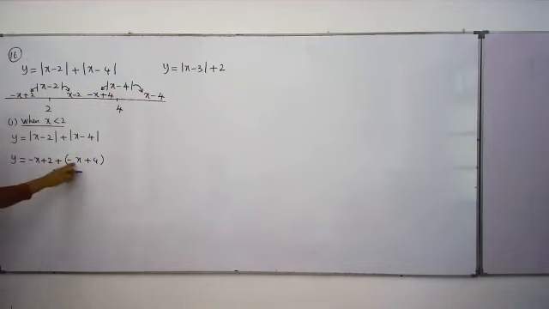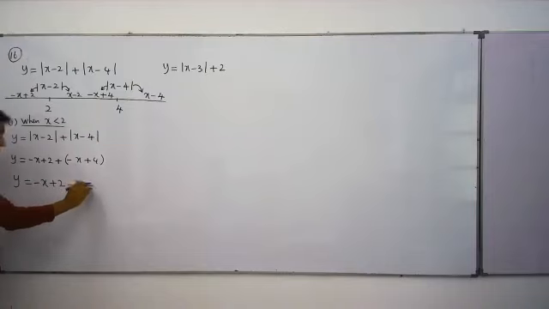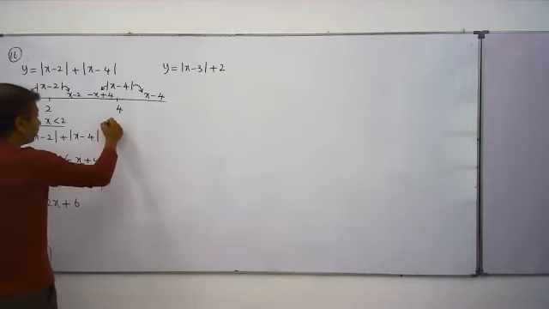Plus and minus make minus. So x plus 4, minus 6, people, minus 2x. 2 plus 4 is 6. Right. Second interval.